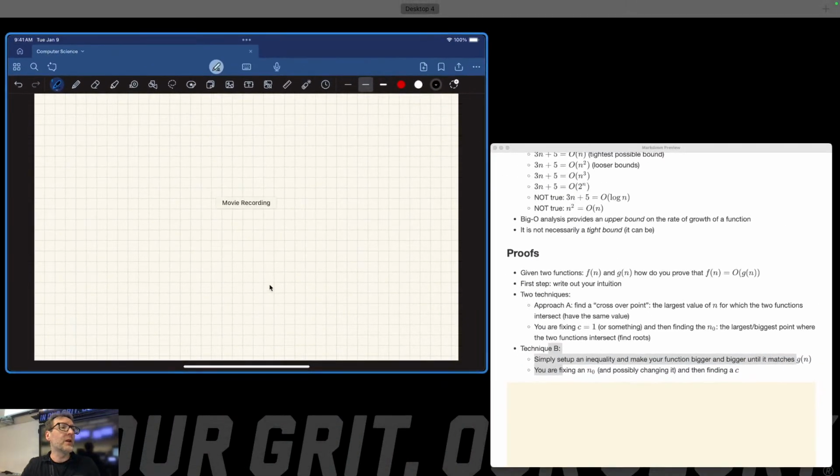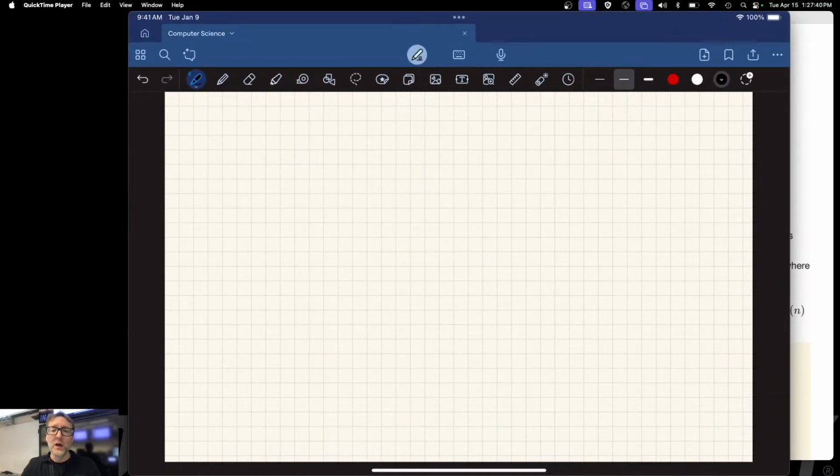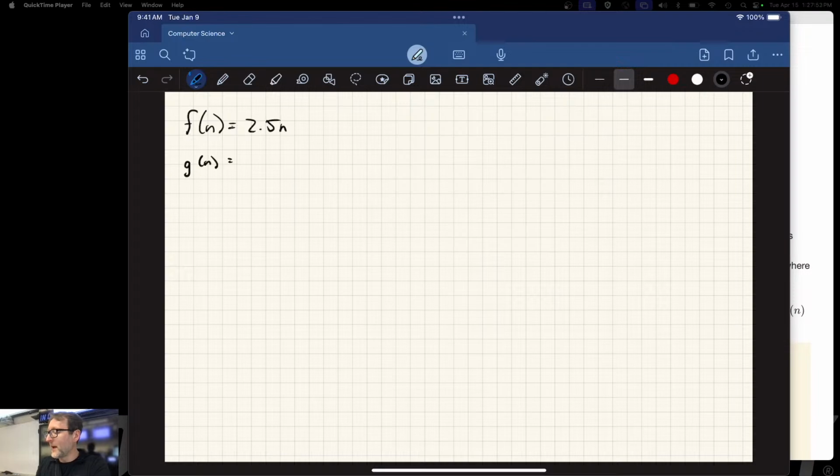What I want to do now is do a few more examples with some other functions, right? All right, so for example, let's suppose that f of n is 2.5n, right? And g of n is n, right? Now, what's your intuition here? Which one of these is bigger? Right?